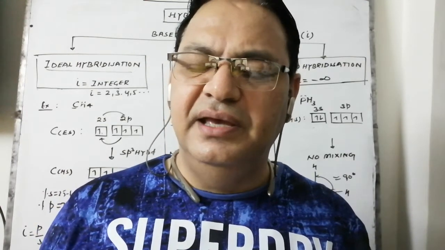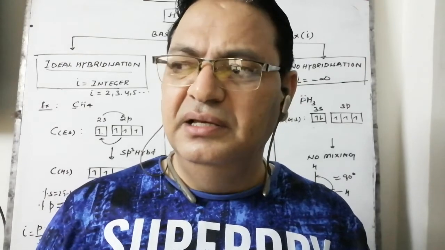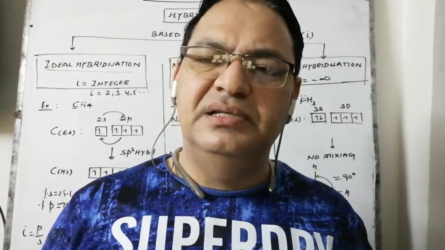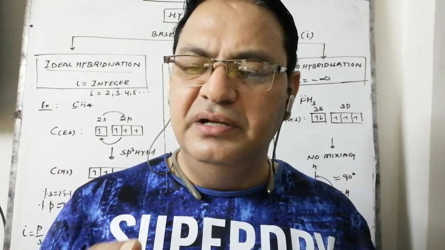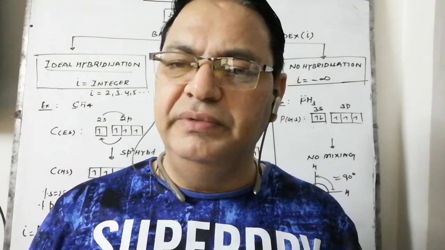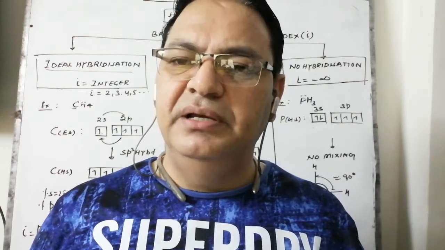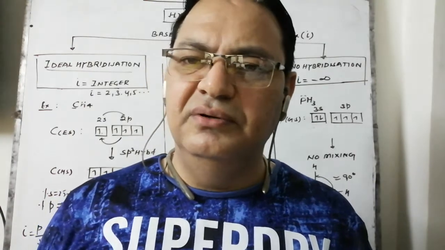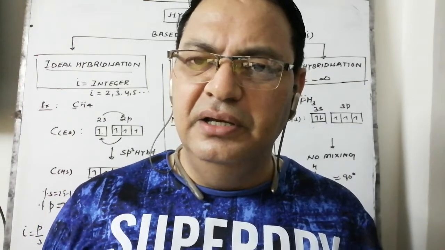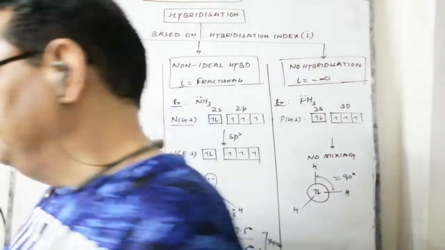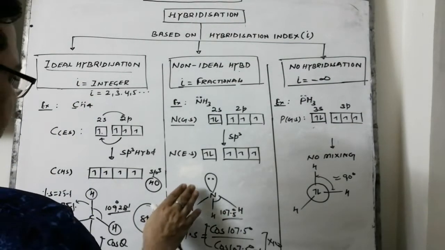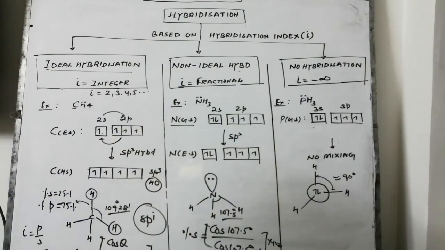Therefore, this is a case of partial mixing, and if it is a case of partial orbital mixing, then definitely I will not come out to be an integral value. It will be somewhere a fractional value. That is why it is called here non-ideal hybridization. I think this is understandable to all of you.